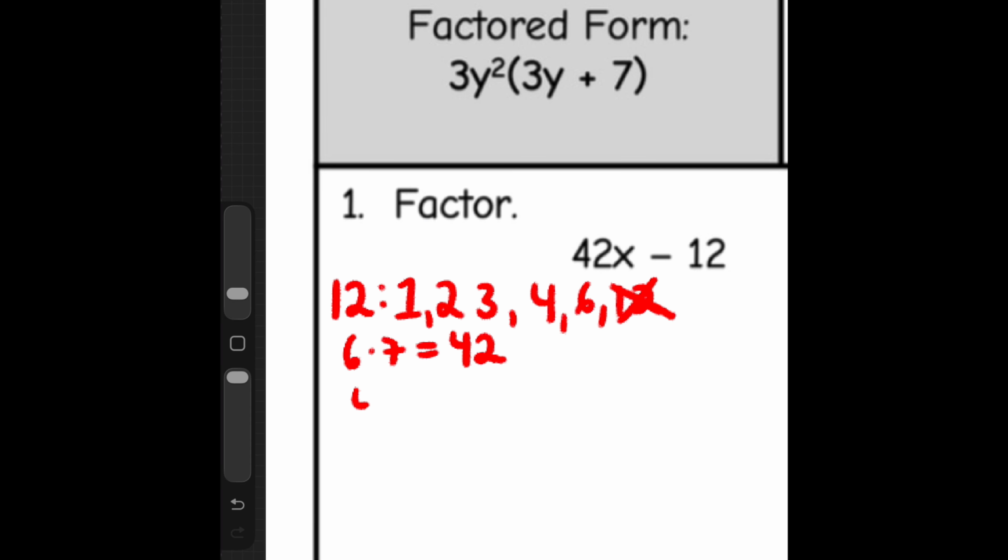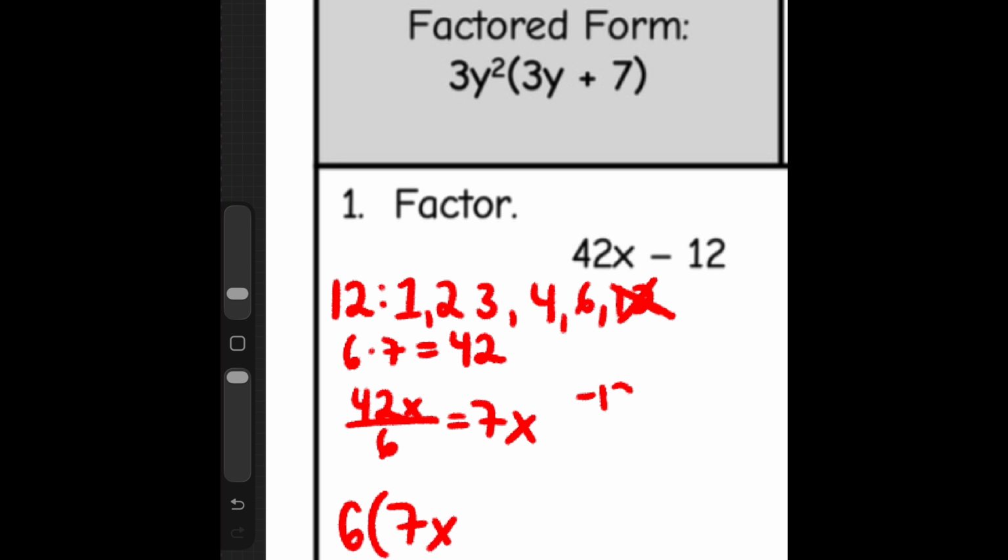So first, 42x divided by 6 equals 7. So let's set this up. We'll have 6 here. Then we'll have 7. And we need to put the x. It's 7x because we don't divide that x by anything. Then we're going to do negative 12 divided by 6, which equals negative 2. So we get minus 2.